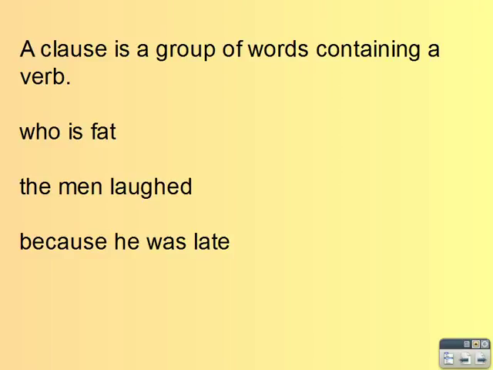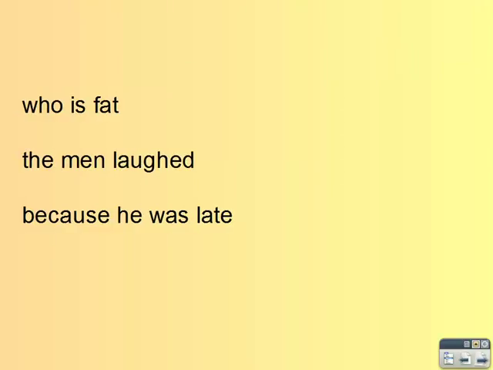So who is fat? The verb is, the verb to be. The man laughed. Here, the verb is laughed. Because he was late. Here, the verb is was. So we know now and remember now that a clause is a group of words which contain a verb.